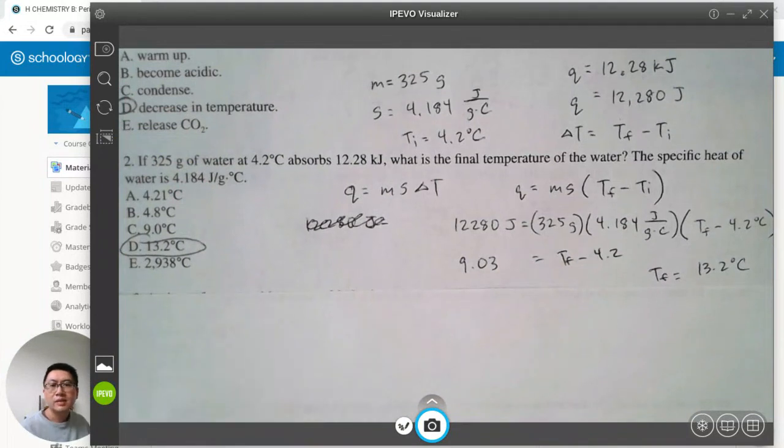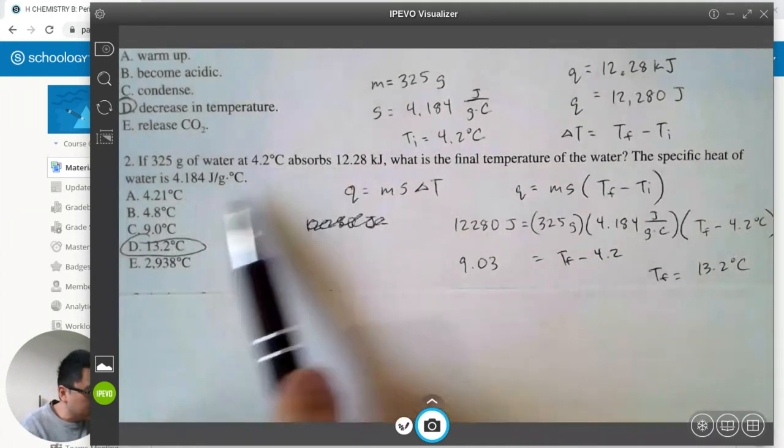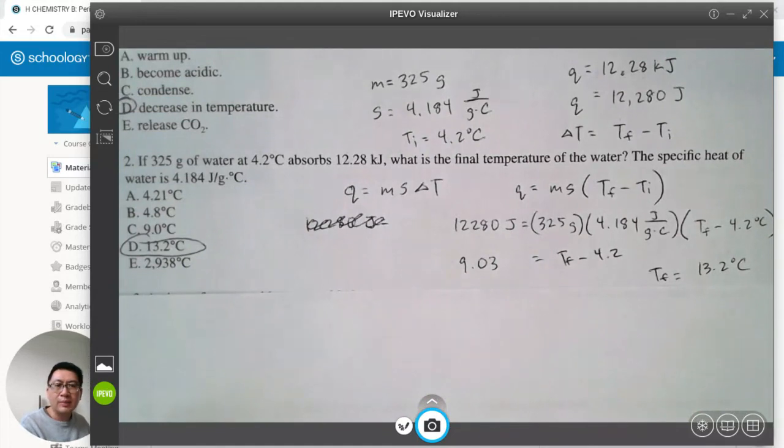This also makes sense, first of all, because it goes up. I was just looking at your other choices. Good, none of them were less than 4.2. Because of absorbed heat, of course, temperature should go up. Okay, we're going to stop here for this, but these are some types of problems that we would be doing even in regular session. So that's it for now.